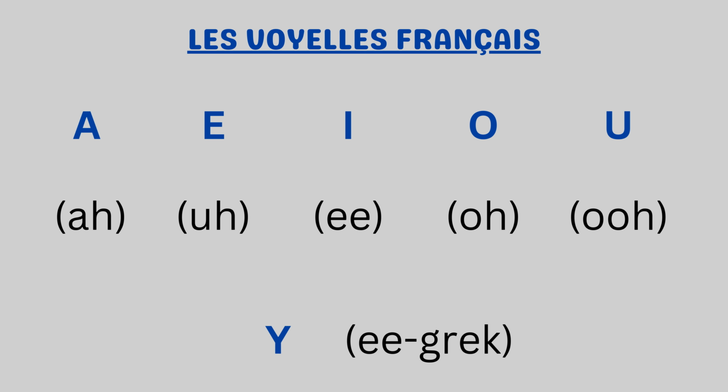A, E, O, U, and the 6th one, Y. So these were the French alphabets and the vowels.